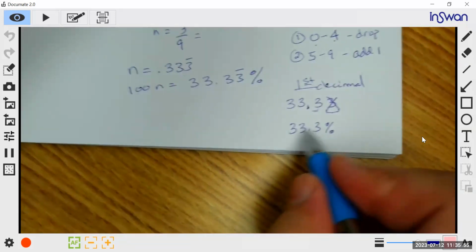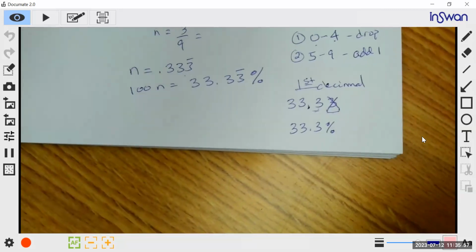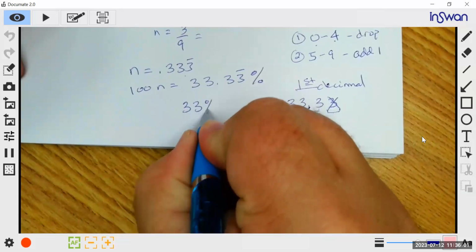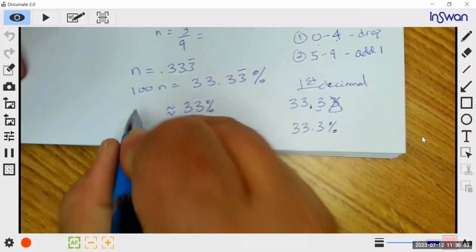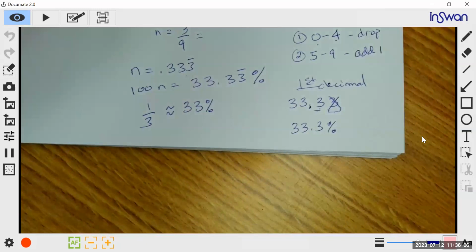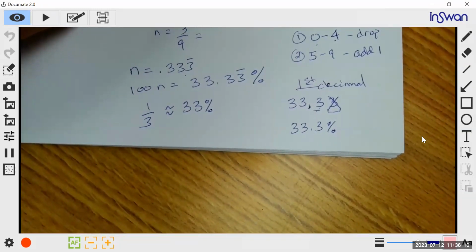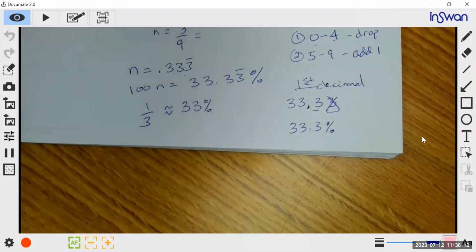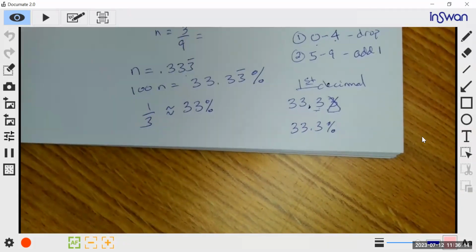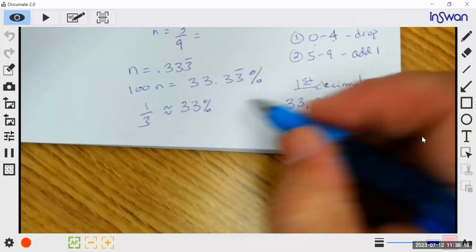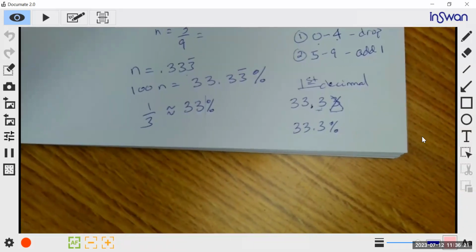But they don't want that because even 0.3 is too tough. So what they say here is, one over three is approximately 33%. If you have those infinite decimals, remove those decimals and just round it to the last integer.